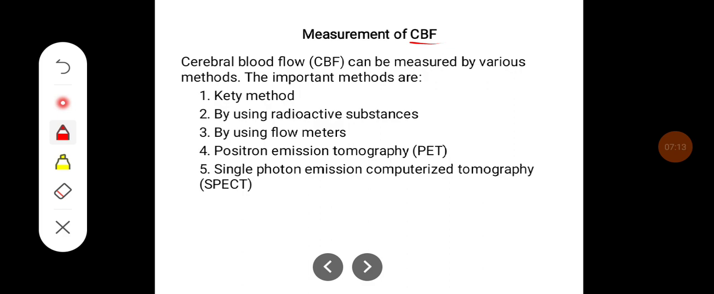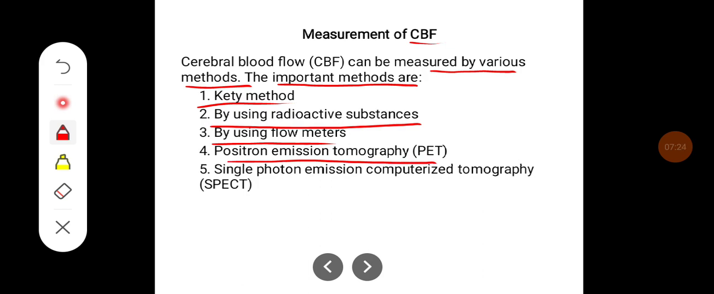Measurement of cerebral blood flow. Cerebral blood flow can be measured by various methods. The important methods are Kety's method, using radioactive substances, using flow meters, PET scan, and SPECT scan, that is single photon emission computerized tomography.